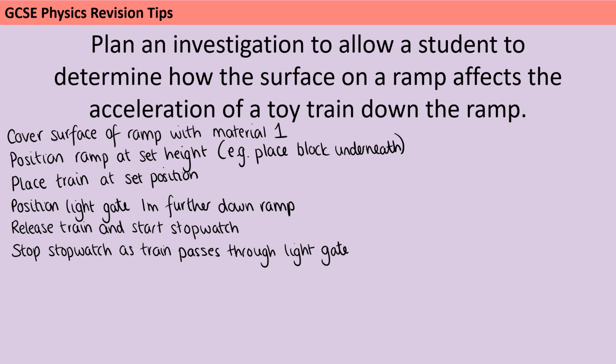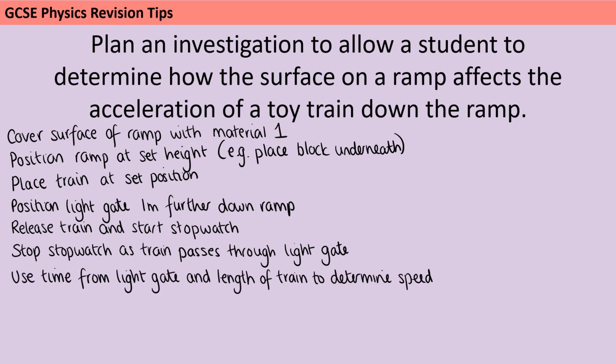So this is the time that it's taken for the train to get from its starting position down to the light gate. So I'm going to use the time from the light gate, so that will tell me how long did it take for the train to pass through the light beam, the time from that light gate, and the length of the train to determine the speed of the train or the velocity of the train.